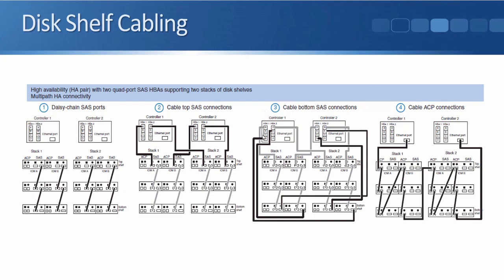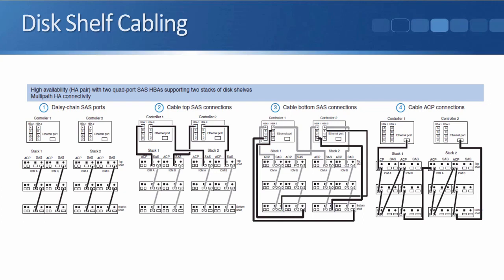So for this, on another SAS port on controller one, it gets connected down to the circle port on I/O module B in the bottom shelf in the stack. We do that on stack one and on stack two. And from controller two, we take a SAS port and we cable it to the bottom circle port on I/O module A on stack one and stack two.